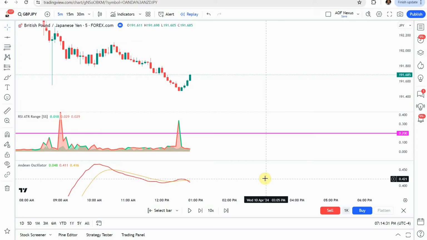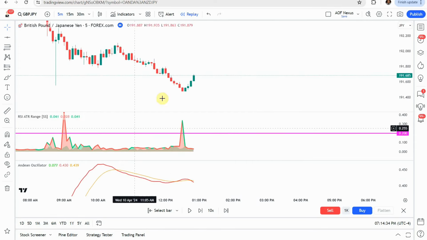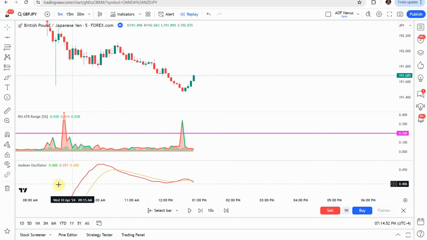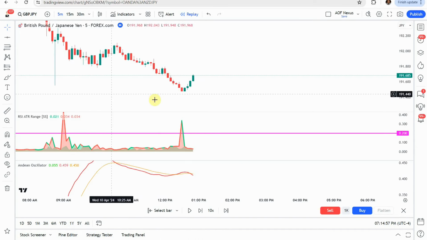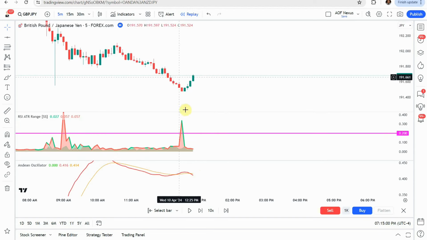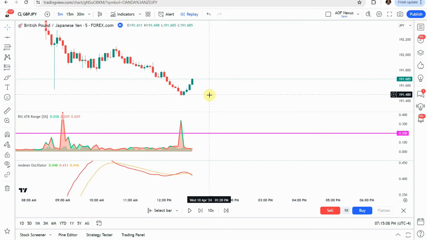And so for a long trade, what we were looking for is when we get a spike from the RSI ATR range indicator like this right here, the spike above the purple line that we set at the 0.00 mark. And then we are looking for when the Andean oscillator shows signs of weakness in the trend. So right now there's a downtrend because we are looking for a long trade. So this is a reversal. So we're looking for a reversal of the downtrend to an uptrend.